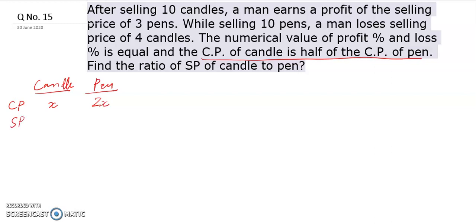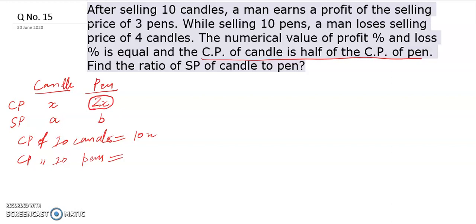Let's say our SP of one candle is A and SP of one pen is B. Now CP of 10 candles will be how much? CP of one candle is X, so CP of 10 candles will be 10X. CP of 10 pens will be how much? CP of 1 pen is 2X, so CP of 10 pens will be 10 into 2X, which is 20X.